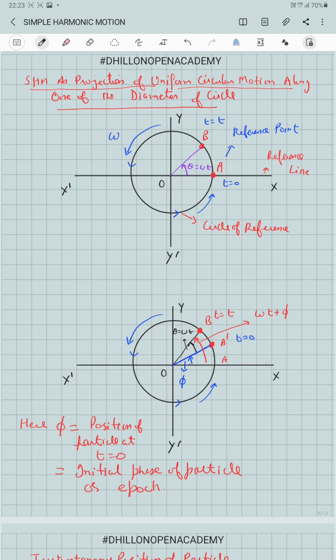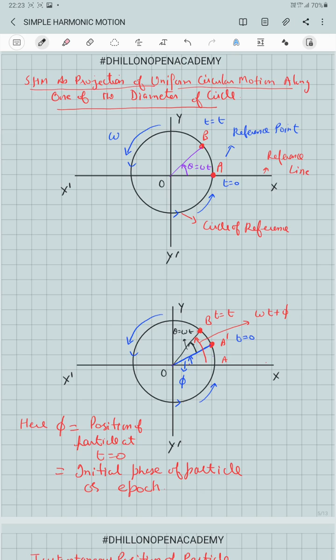So if the particle is moving with constant angular velocity omega, after time t seconds it will move from point A to B. So its position changes in time t from A to B, and its angular displacement, that is angle BOA, will be equal to omega into t.